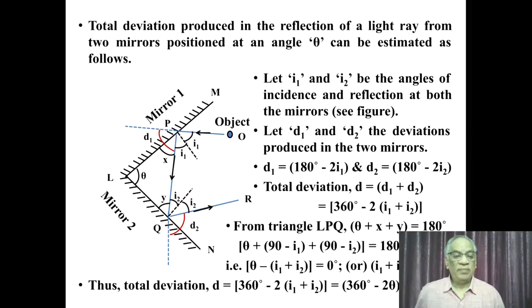That means whatever may be the angle of incidence, the total deviation produced for the incident beam through reflection from two plane mirrors placed at an inclination theta depends only on the angle of inclination theta, that is 360 degrees minus 2 theta. So I1, I2 values do not come into the picture.